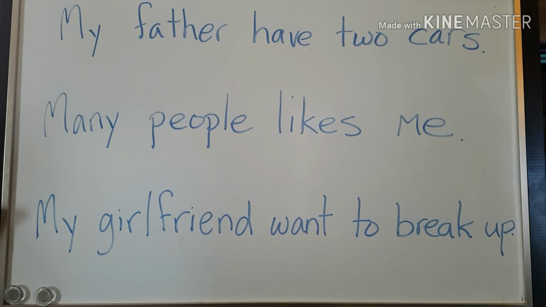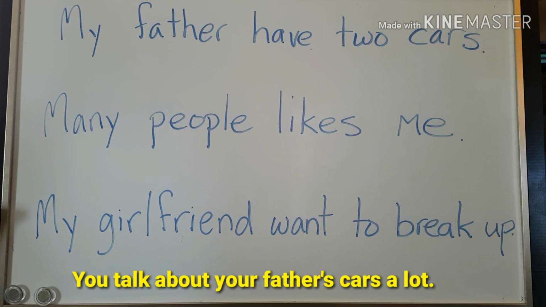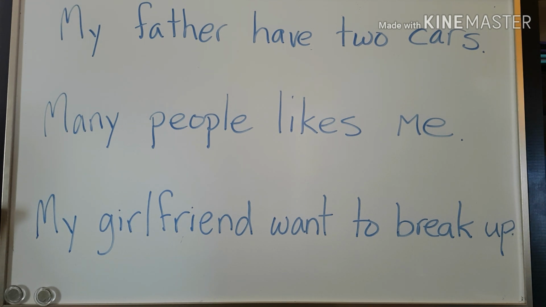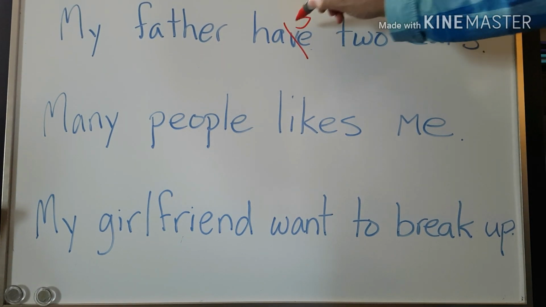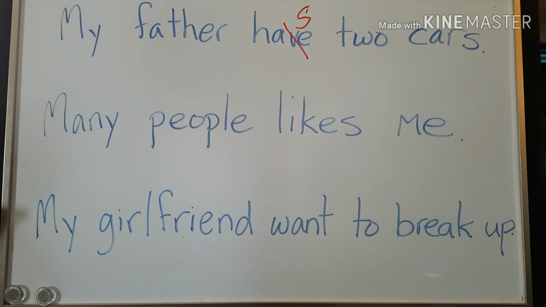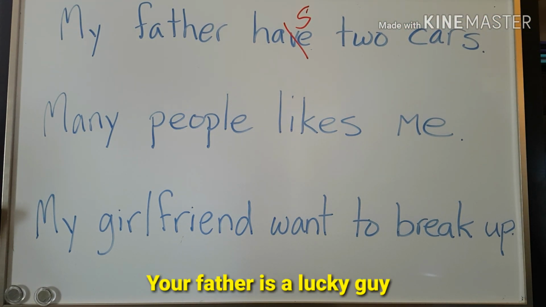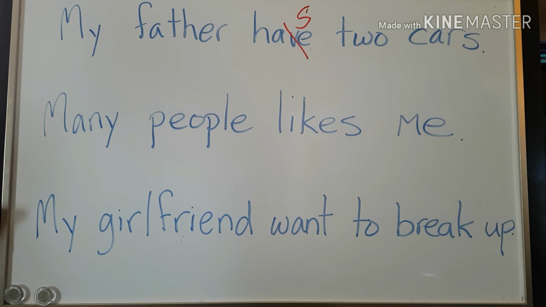Okay, here are 3 more examples of sentences that have problems. Let's look at the first one. My father have 2 cars. Now there's a mistake there. Look at the verb have. Does it agree with the subject father? Father have, he have? No, it should be my father has 2 cars. Okay, maybe you have a rich father and he has 2 cars, or maybe your father likes to steal cars.